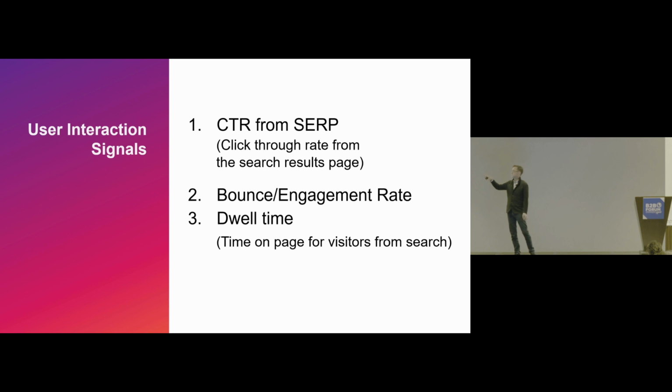A user interaction signal is like, do people click on it when it ranks? That's an interaction by a user. Do people who land on it, are they engaged with it, or do they quickly bounce? And dwell time. Do people who come to that page from search spend some time with the content, or do they quickly hit the back button?